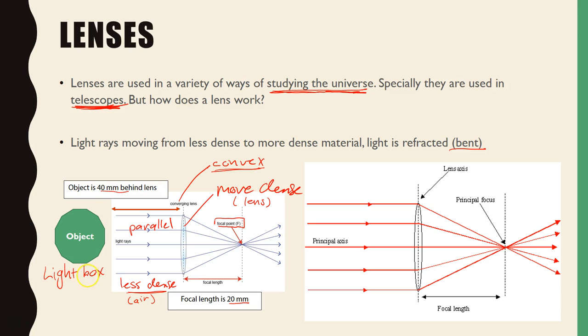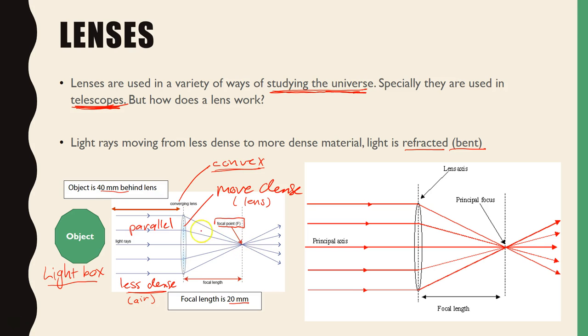A light ray from our light box is what we saw in our practical. The light rays will be emitted from our light box and travel in a parallel fashion, meaning they won't intersect. The light rays will then move into the convex lens, and because the convex lens is more dense than the air surrounding it, the light rays will bend or refract. When they refract, they'll reach what's called a focal point.